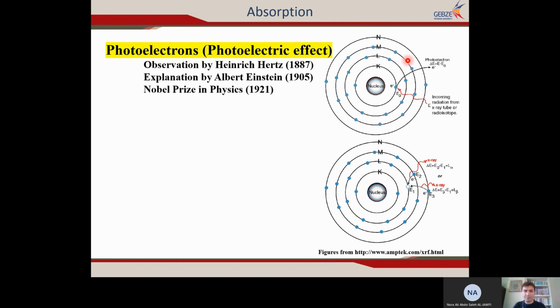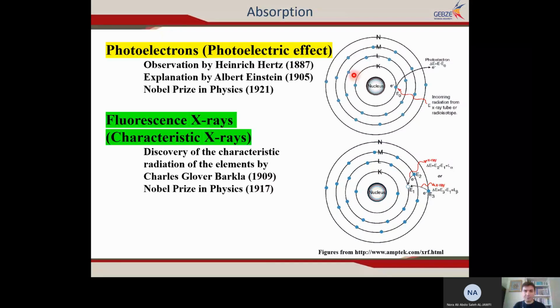Now the second product of the absorption: fluorescence X-rays, or characteristic X-rays. During the first lecture, we learned that characteristic X-rays were discovered by Barkla in 1909, and due to this discovery, Barkla was awarded the Nobel Prize in Physics in 1917. So what are fluorescence X-rays? We have discussed this one in the past, but let me shortly discuss it again here.